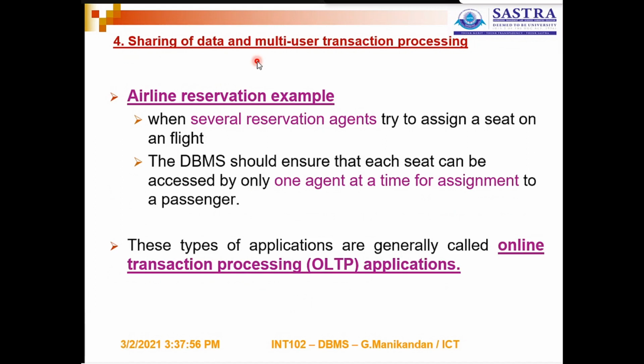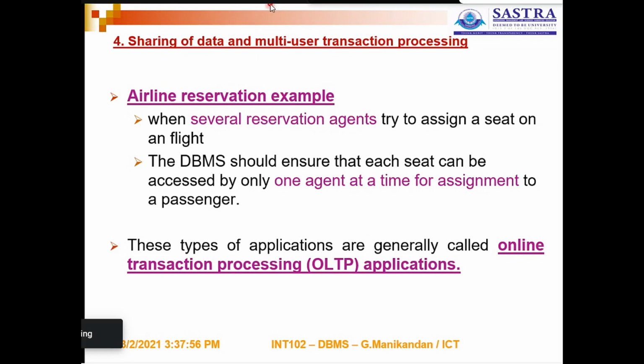Your system should ensure that a seat is allocated only to a particular person, or assigned only to a particular agent. A particular seat number can be accessed only by a single agent at a given time. Suppose you allow multiple agents to access the same seat at the same time, then the same seat number will be booked for more than one passenger. It leads to inconsistency. That is not the correct functionality.